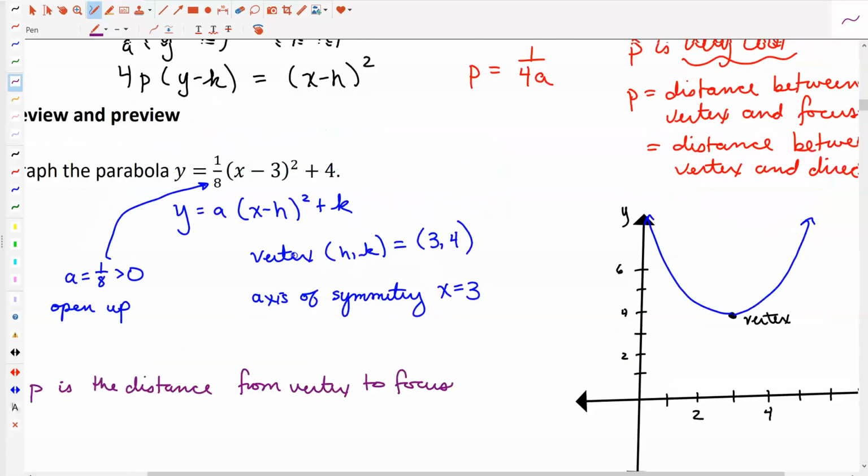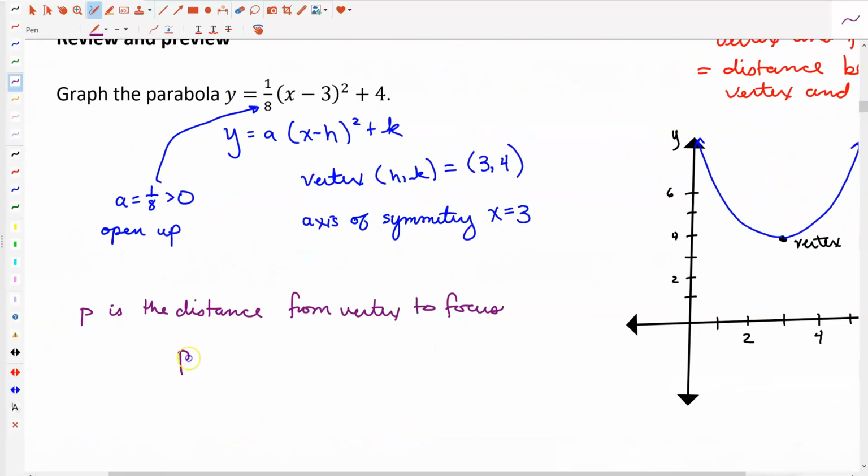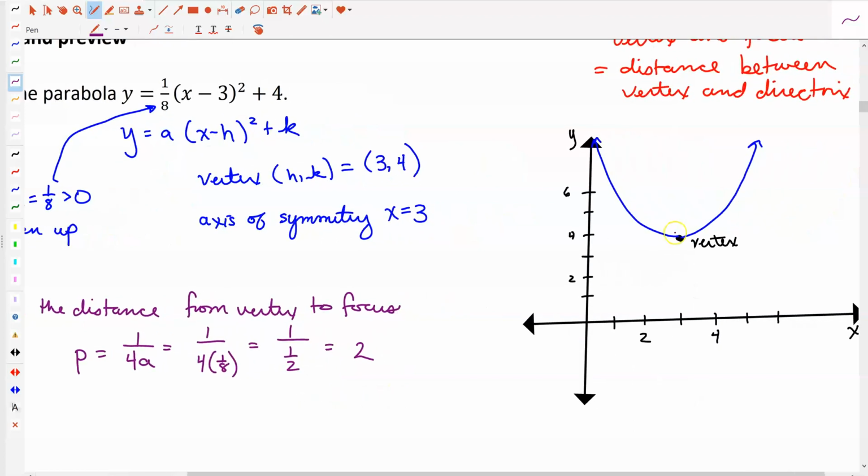And from what we just talked about up here, this value for p is going to be equal to 1/4a. So in this problem, my a is 1/8, so I'm going to have 1/4 times 1/8, which is 1/(1/2), which is going to be equal to 2. So this value for p, this distance from my vertex to my focus, is going to be 2. All right, so I'm going to go up to right here. This is the distance for p. And then this point that I just got right here is my focus.